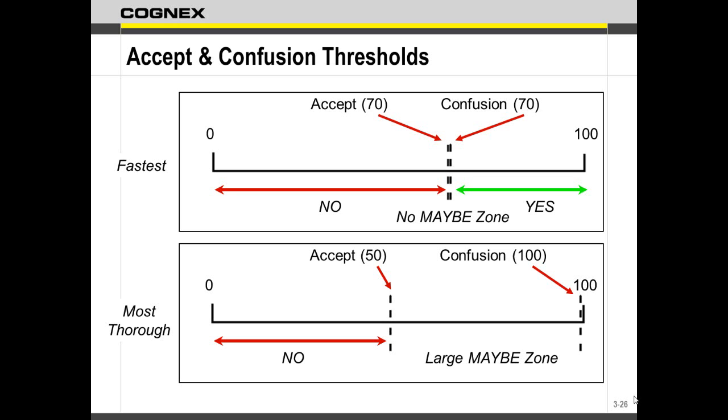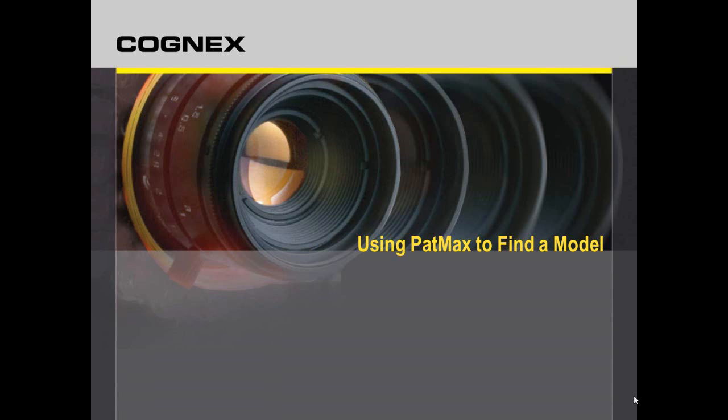You're always in phase 1, which is the fast phase. If you want it to be the most thorough, you tie confusion to 100. That way, you're always forcing it into phase 2 to take a closer look at it, and thus more thorough. Takes more time, but it makes it more thorough. So I'm going to skip over PatMax right now.